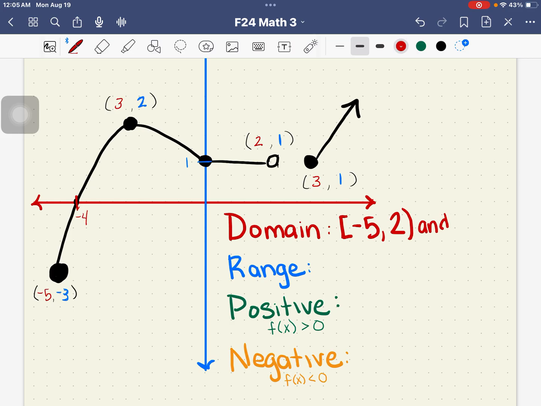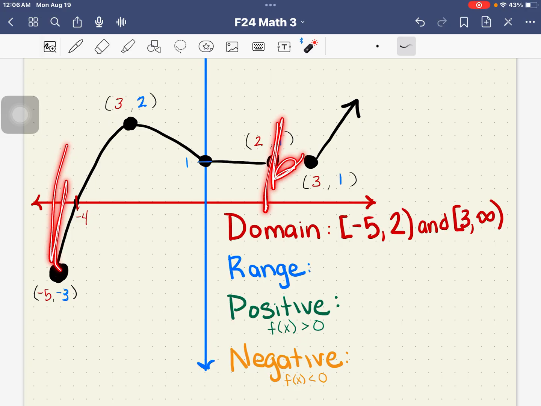And then it picks back up right here at 3. There is a closed circle there, so we're going to use a bracket. And then it doesn't end. We see this arrow, which means it's going to keep going. So we're going to go to infinity and close that out with a parenthesis. So the domain goes from here to here. Then there's a little break, and it picks back up and keeps going, okay?